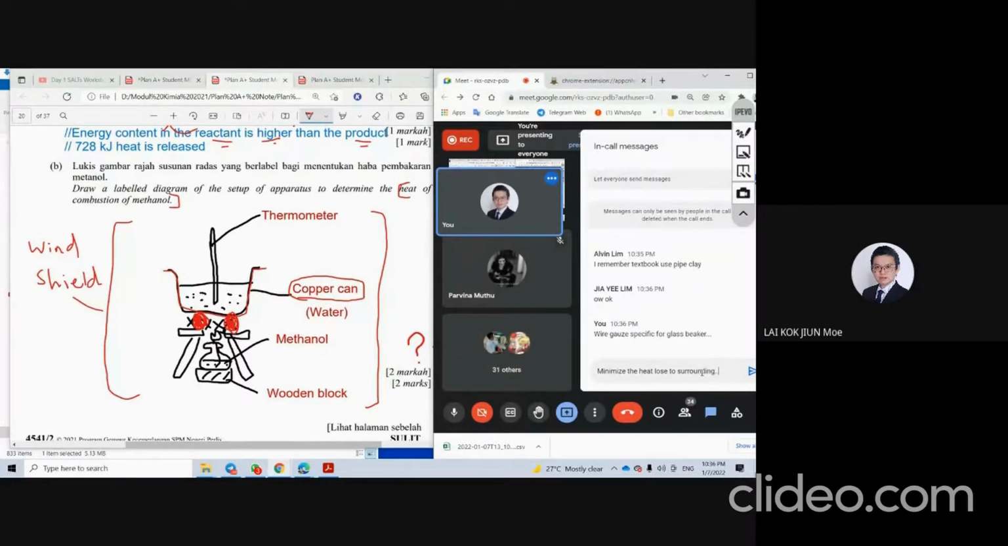The problem is we don't want to use wire gauze. Maybe the heat will transfer to the wire gauze also. So the heat will actually not 100% go to the copper. We don't want that. We want to minimize the heat loss, Eugenia.